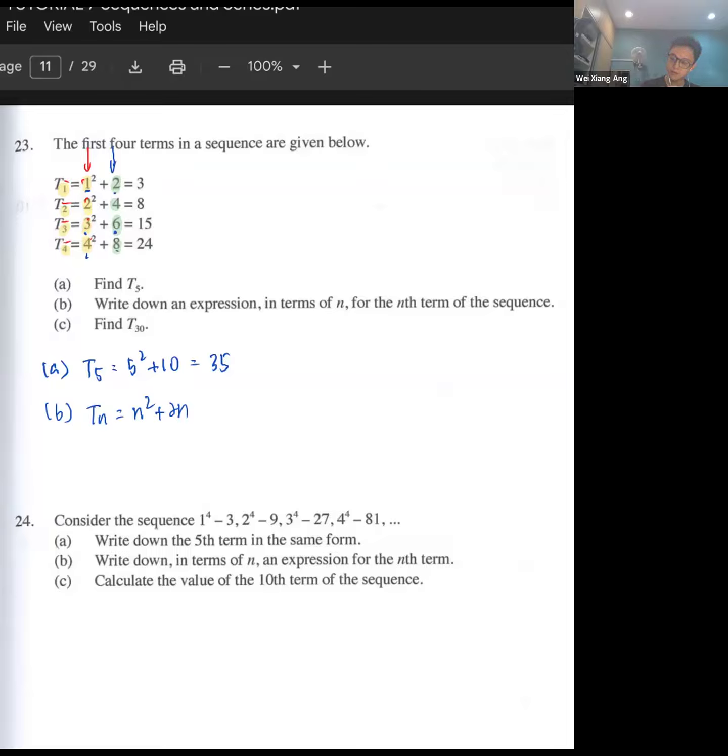Okay, then you find the 30th term. This one easy only. We just substitute n equals 30. 960. Yeah.